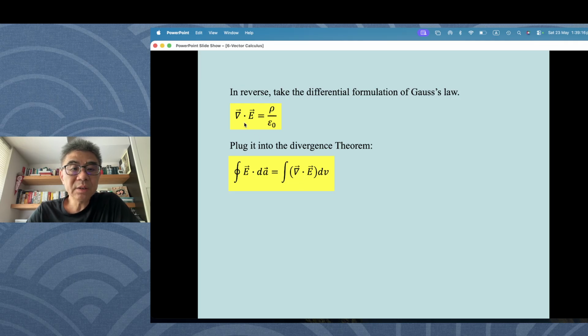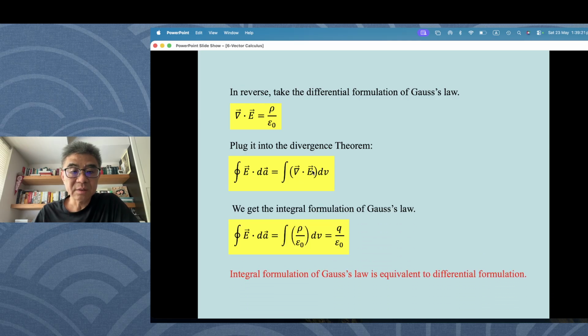So if you plug this differential form of Gauss's law into the right-hand side, then the right-hand side becomes the volume integral of rho, the charge density, over epsilon 0. On the left-hand side is still the electric flux, or the surface integral of E. On the right-hand side, the volume integration of rho is equal to Q. That's the definition of charge density, isn't it? Okay, so the right-hand side equals Q over epsilon 0.